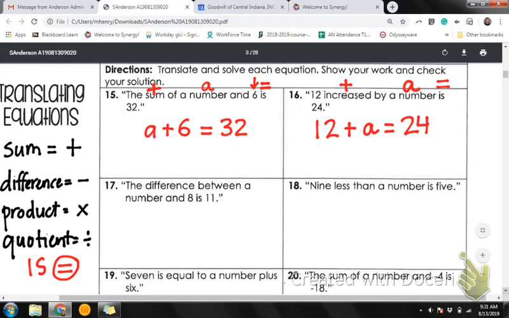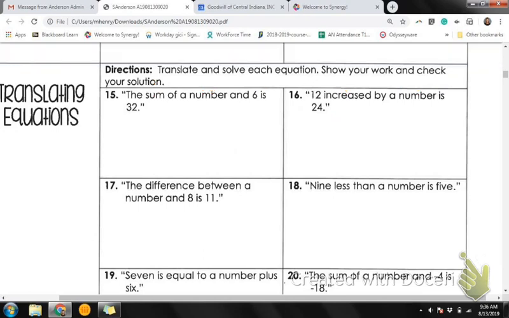Okay, number 17. I got a question. Yes. You got increased up there and it's a plus, but you said over here sum's a plus. Are there other words that mean addition? Okay, so increased would be one of them. I just gave you four of the ones that are most popular. So you gotta use some common sense and what in your experience has been the word increase.